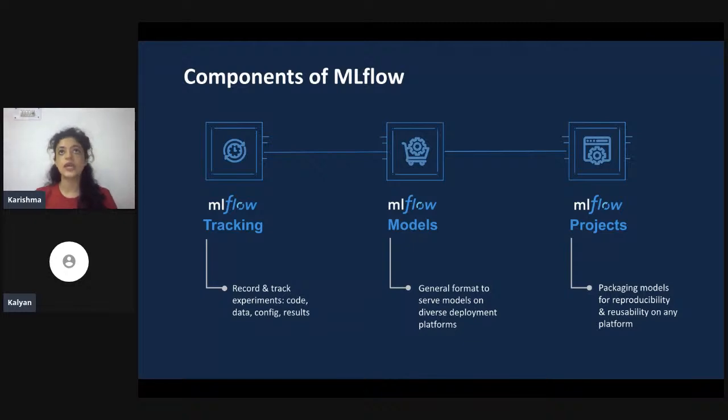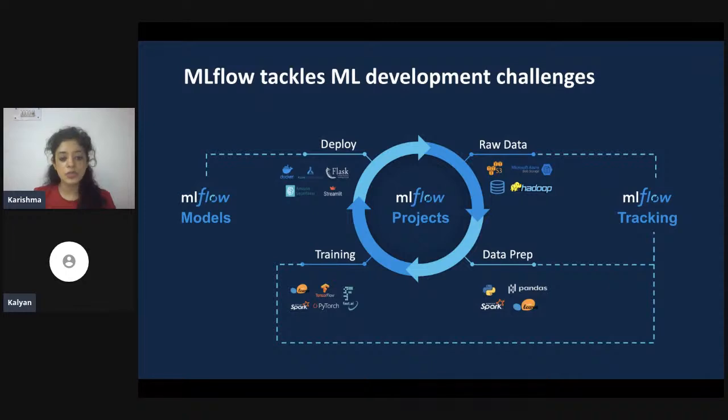MLflow Tracking provides you with an API and a user interface capability to ease bookkeeping and visualization of your experiment results, as well as runs across different frameworks. The second component is MLflow Models, which facilitates model serving onto a deployment tool of your choice. And last but not the least, MLflow Projects. It allows a model to be packaged in a manner that allows for maximum reproducibility, whether it's across local platforms or cloud platforms. So let's circle back to each of these components and see how they address the development life cycle of a machine learning project.